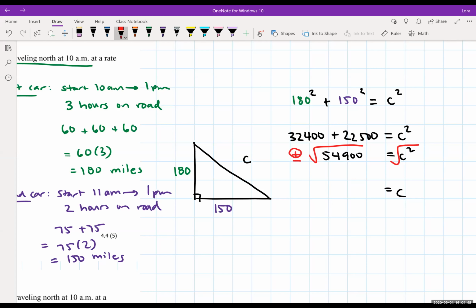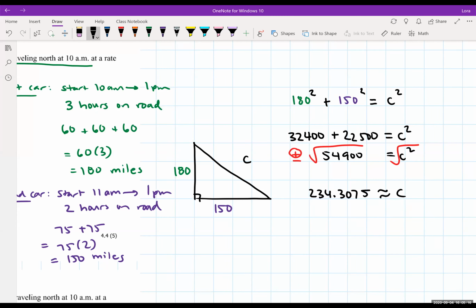So now if we're looking at the square root of 54,900, I probably use my calculator to see if this ends up being a nice number. And no, it's not really a nice number, but I'll give you the approximation. So I have something like 234.3075 about. I'll even draw a little approximation symbol for you.